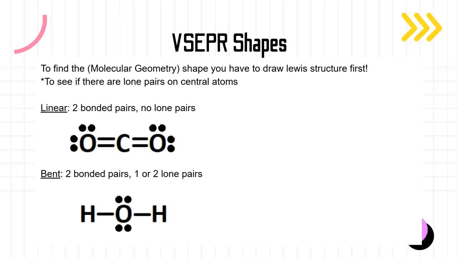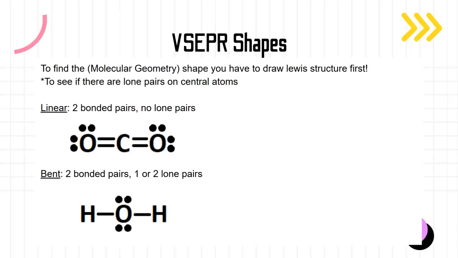Bent is when you have 2 bonded pairs and either 1 lone pair or 2 lone pairs. The oxygen in the center is bonded to the hydrogen on the left and is bonded to the hydrogen on the right. It has a lone pair on top and a lone pair at the bottom.